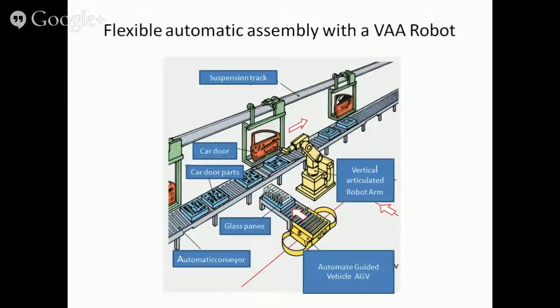Parts or components placed on pallets move on an automatic conveyor below the suspension track. Glass panes for the doors are supplied on another conveyor on the right side, which is fed by an automatic guided vehicle. Assembled doors move to the right, and the next door arrives at the assembly station. For assembly of another type of door, the robot can be reprogrammed in a relatively short time.